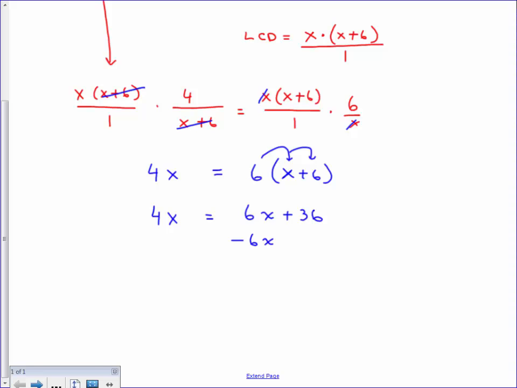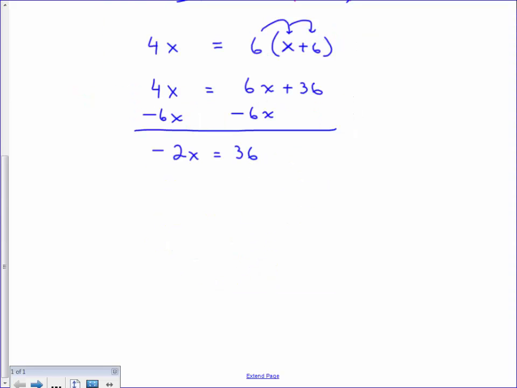So I'll subtract over 6x. That will leave me negative 2x equals 36. And then divide out the negative 2. And so here, x will equal, and then on the right-hand side we have a positive divided by a negative, so it would be negative when we're done. And then here it will go negative 18 times.